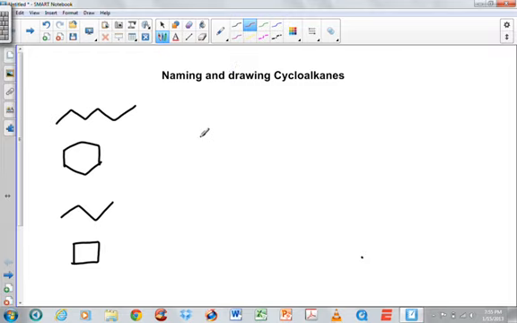Now, just to give you an idea about what the difference is, if you look at this one, 1, 2, 3, 4, 5, 6 carbons, we know that as hexane. And with 6 carbons, there's 3, 5, 7, 9, 11, 14 hydrogens, C6H14. If we look at this one, this is 6 carbons as well, 1, 2, 3, 4, 5, 6, so it's also hexane, but they're in a ring.